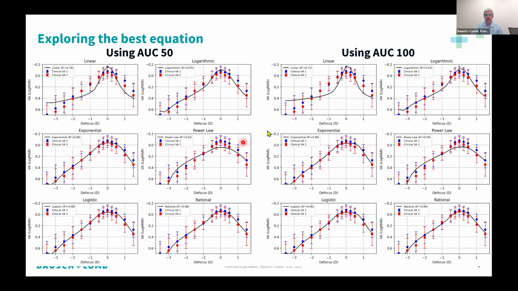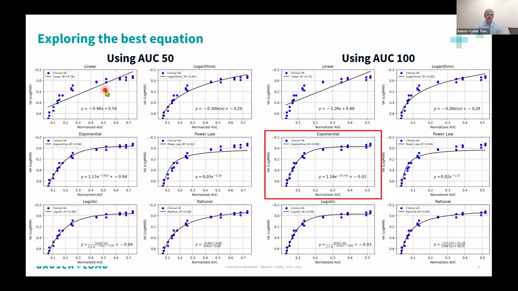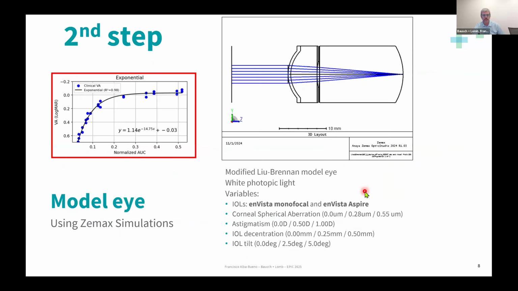The power law equation did not offer good correlations either. We can show this as well with this plot, where we see how close the fittings are with both approaches. For simplicity, we decided for the second step of this study to use this exponential equation with the frequencies from 0 to 100. In a second step, we wanted to know which was the expected performance of the new so-called enhanced monofocal lenses.